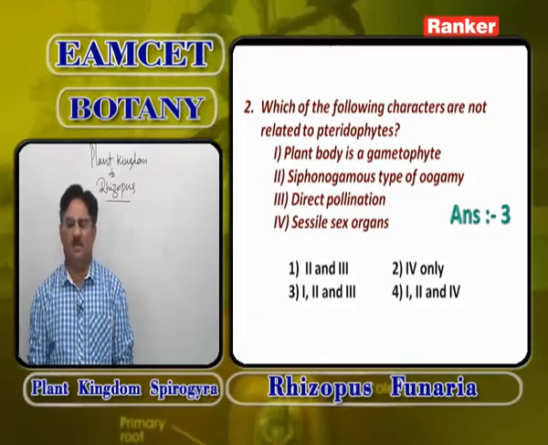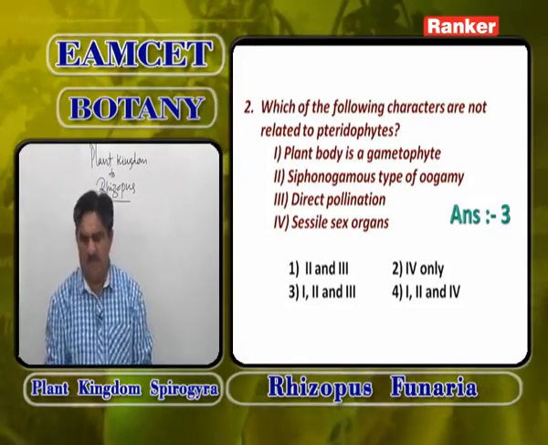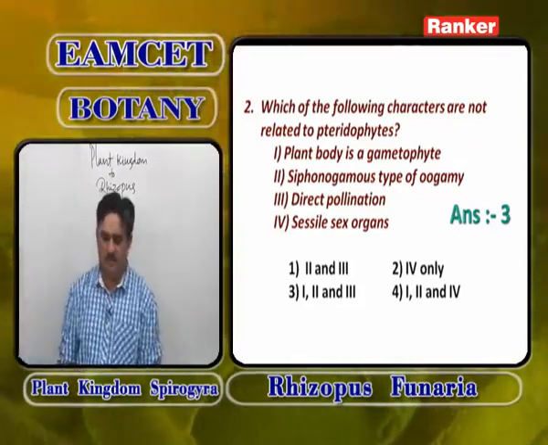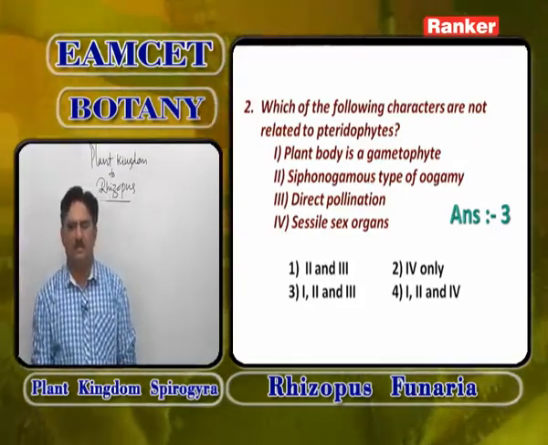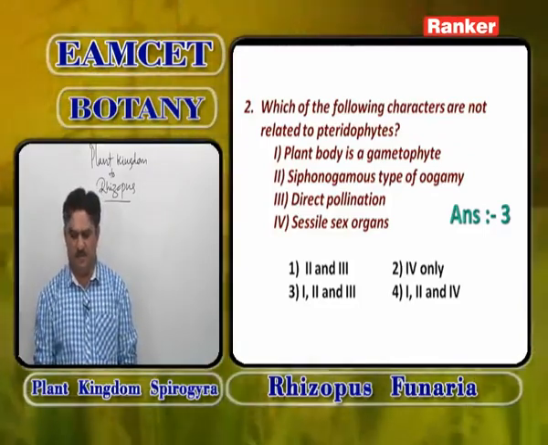Siphonogamous type of oogamy: no question of formation of pollen tube in pteridophytes. Direct pollination is found in gymnosperms, not in pteridophytes. So 1, 2, 3 are not the characters which are related to pteridophytes.